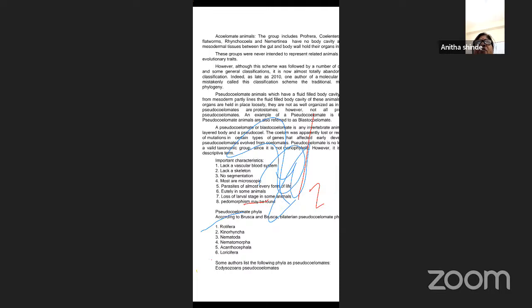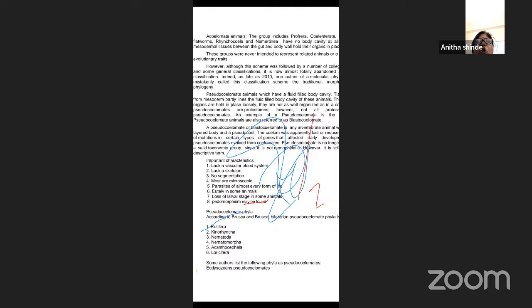So here, though it holds the different internal organs, these internal organs are not held tightly. They are held only loosely packed, so they are held in place only loosely and are not well organized. Now, examples of pseudocoelomates are roundworms. Like annelids, I told you. Annelids are basically called pseudocoelomate animals. And pseudocoelomate animals are also referred to as blastocoelomates.